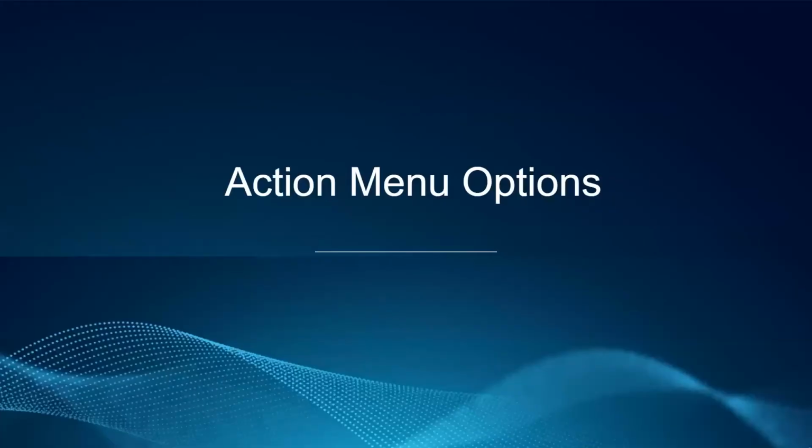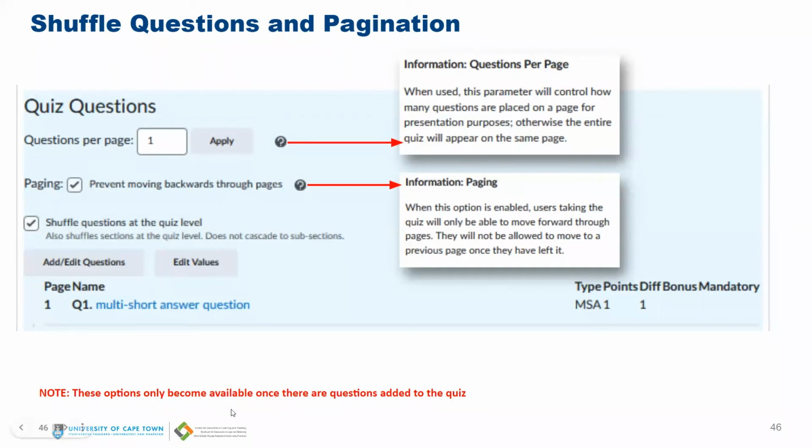So just to note that these options only become available, obviously, once you've added questions to your quiz. So initially, you won't see these options. These will only be presented to you once you actually have content that you can shuffle and paginate.